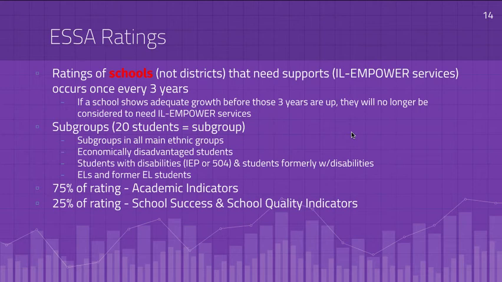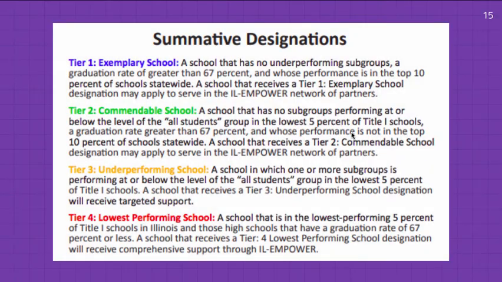Now these ratings that I'm about to show you, 75% of this rating are academic indicators and 25% of the rating are school success and school quality indicators. So let's show you the overall ratings first, and then we're going to get into those indicators. So here are the summative designations that schools could have that we're getting this summer.